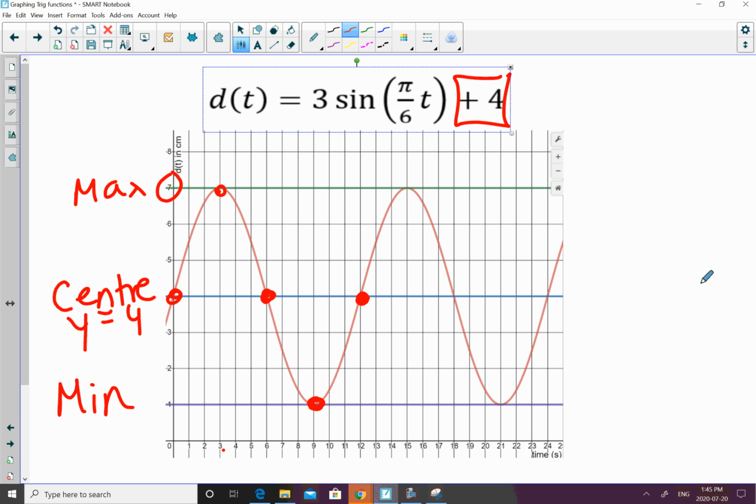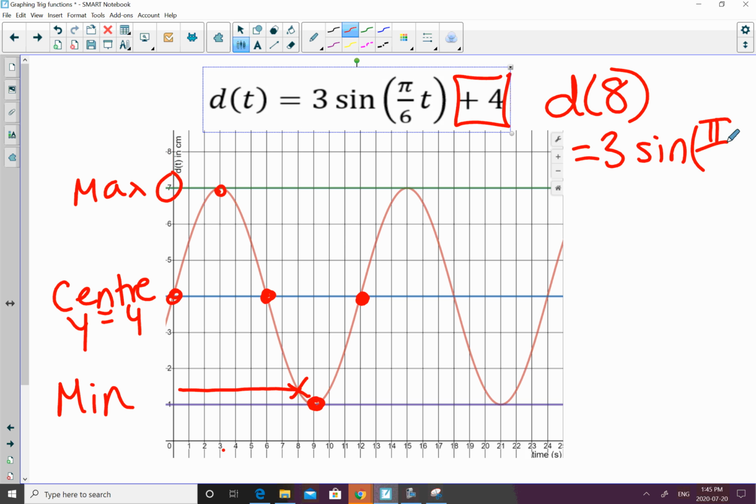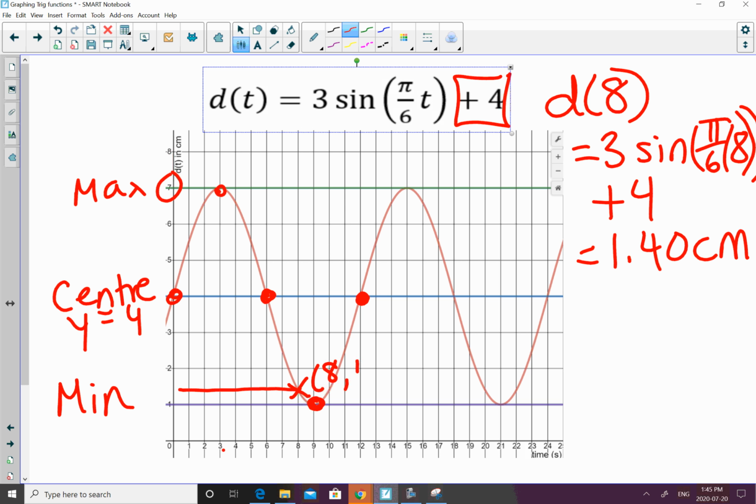Now, we wanted to know what is the displacement when we have a time of 8 seconds. So on the graph, if we go up at time equals 8, we get something just a little bit less than 1.5. So that's going to give us an estimate of what our answer should be. D at 8 is going to be 3 sine pi by 6 times 8, plus 4. If I type that into the calculator, I end up, I believe, with 1.40 centimeters. So this point here, x is 8, y is 1.4.